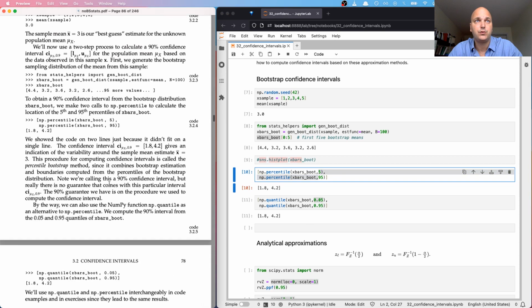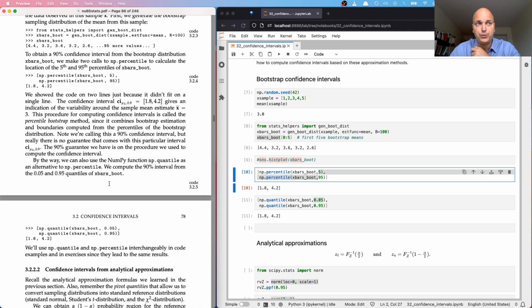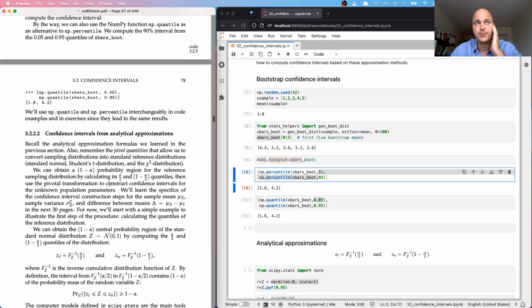We'll use that a lot. Bootstrap confidence intervals are a really easy way to do this. You'll see with the examples below.